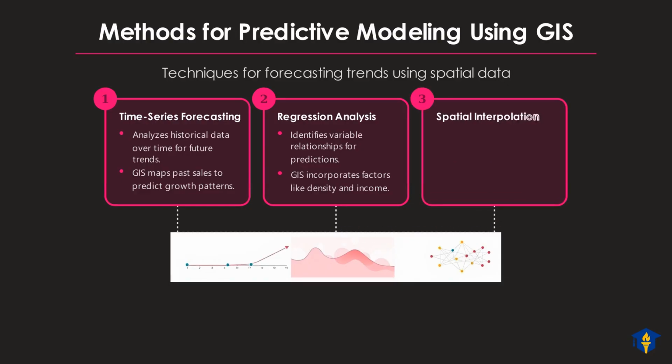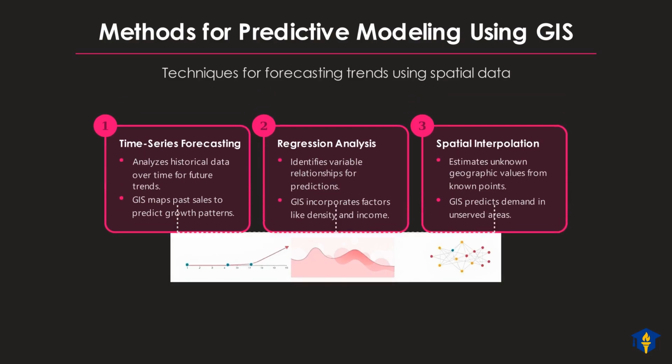Spatial interpolation is another method, estimating unknown geographic values from known points. This technique estimates unknown values in geographic spaces using surrounding known data points. GIS can effectively predict demand in unserved areas by analyzing trends from nearby locations.